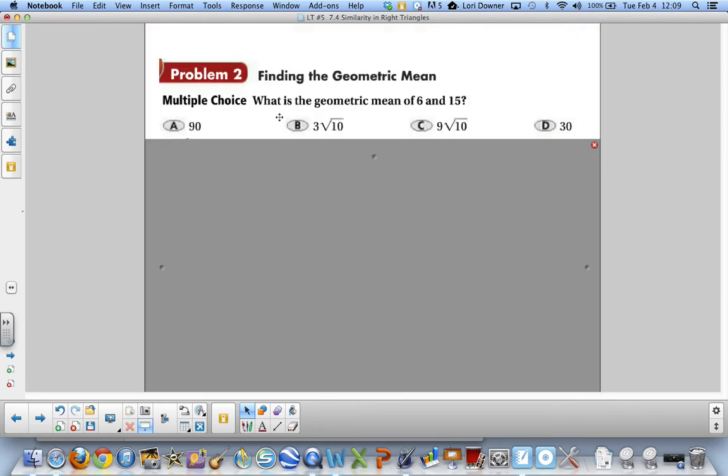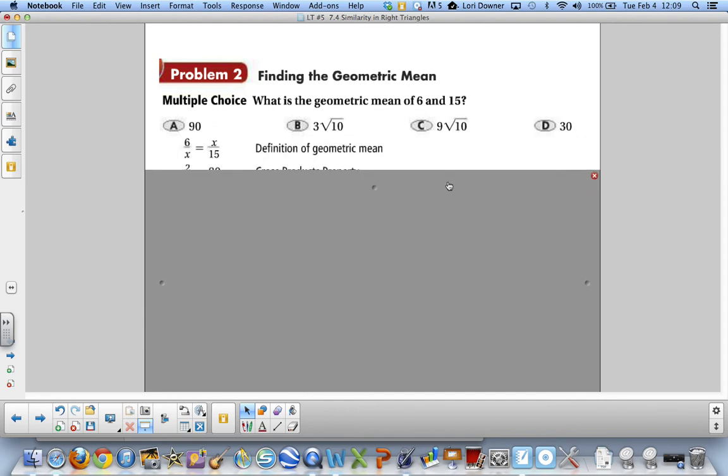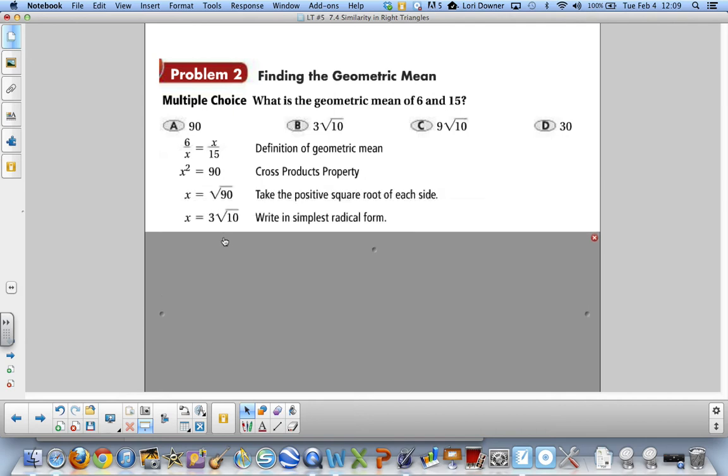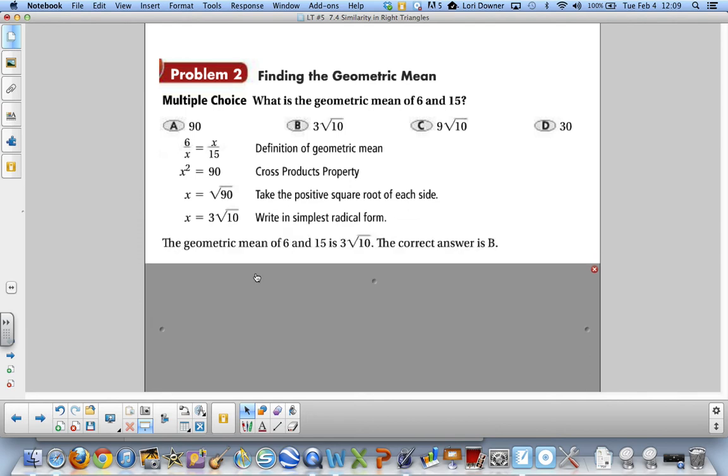Let's take an example. What is the geometric mean of 6 and 15? So we set it up 6 is to x as x is to 15. When we cross multiply, you notice you get a quadratic. You get x squared equals 90. There's no middle term, any x term, so what we do is we take the square root of both sides. X is the square root of 90, or we can simplify it to 3 square root of 10. So we say that the geometric mean of 6 and 15 is 3 square root of 10, or you can find the decimal. So the correct answer is B.